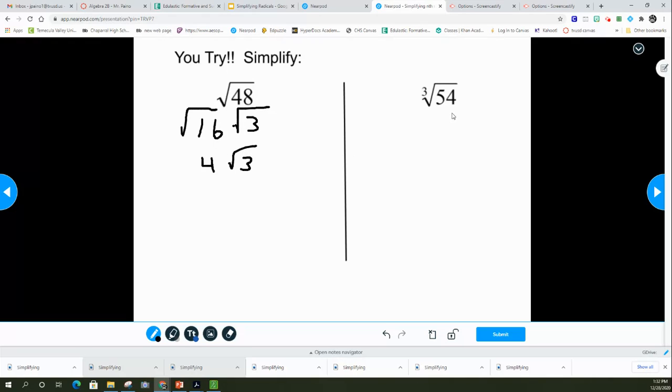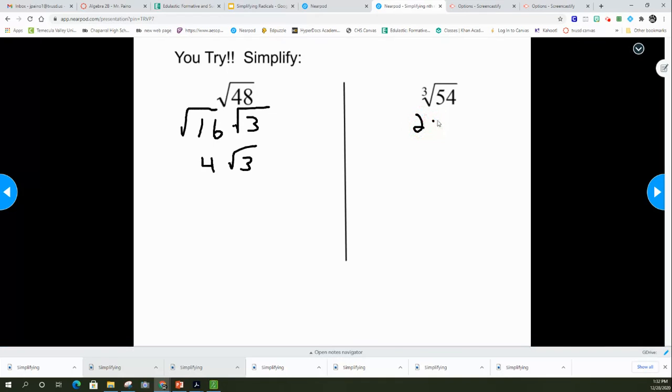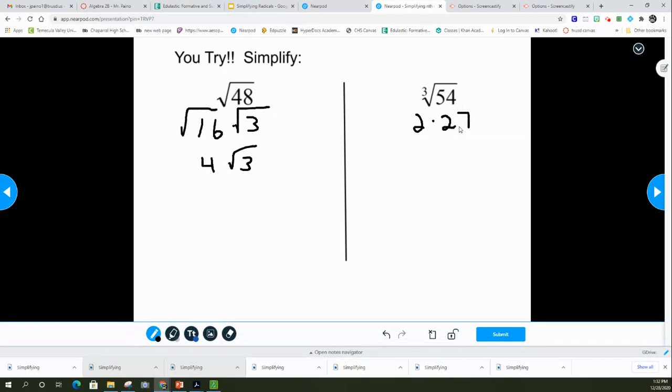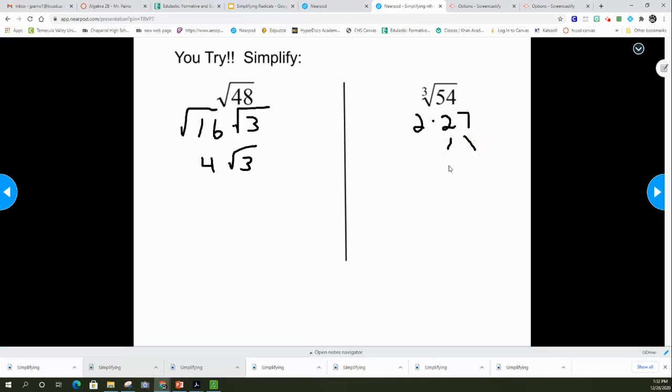All right, so now cube root, let's use the other strategy. Let's use the prime factor tree here. So 54 is 2 times 27. Again, if you know your perfect cubes, you may realize that 27 is a perfect cube. But let's say we didn't recognize that, so we keep going. Then that's 3 times 9, and then 9 is 3 times 3. All right, so what are my prime factors? It's 2 times 3 times 3 times 3.